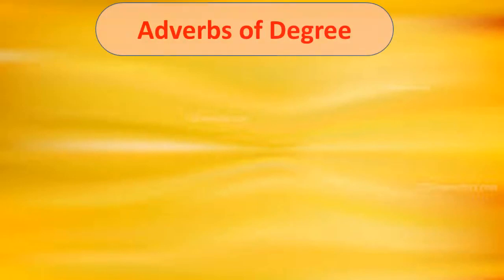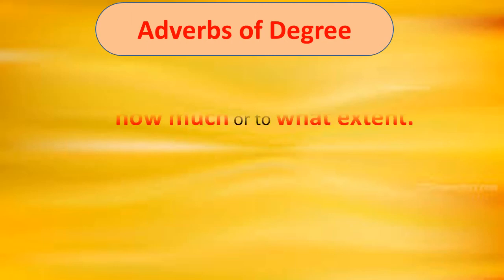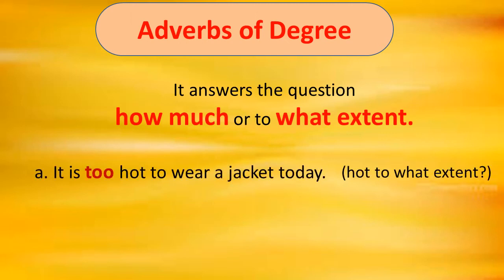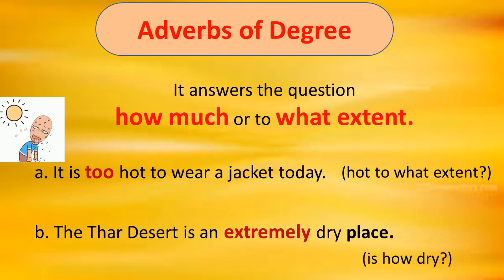Next, we have adverbs of degree. An adverb of degree tells us the degree or intensity of an action, an adjective, or another adverb. It describes to what level something was done. It answers the question how much or to what extent. For example, it is too hot to wear a jacket today. Hot to what extent? So it answers your question, too hot.